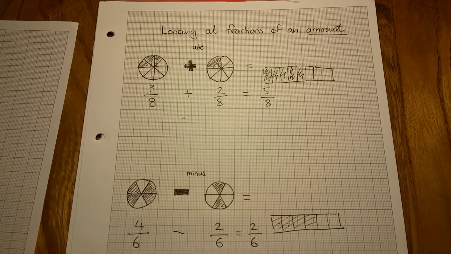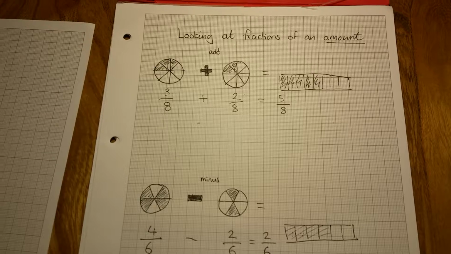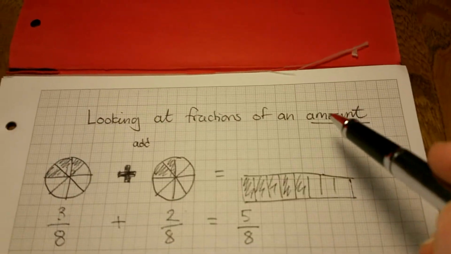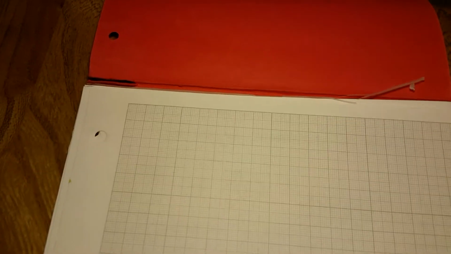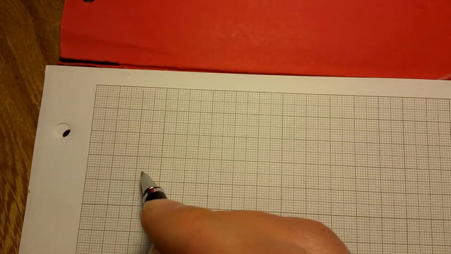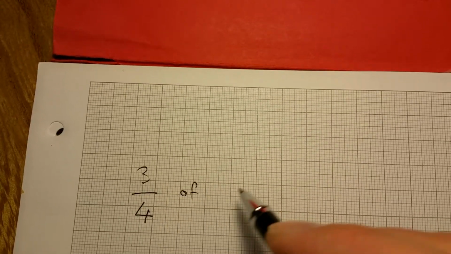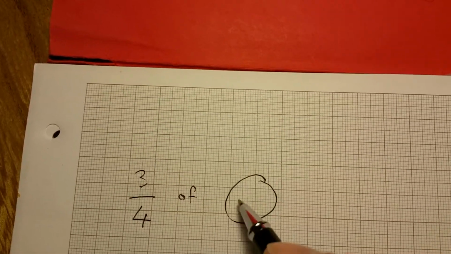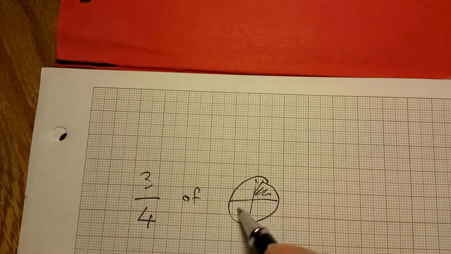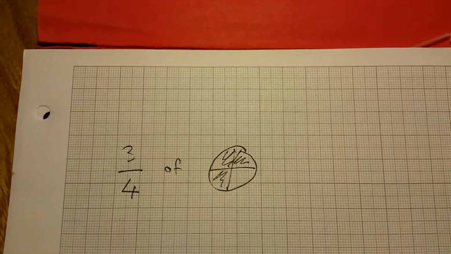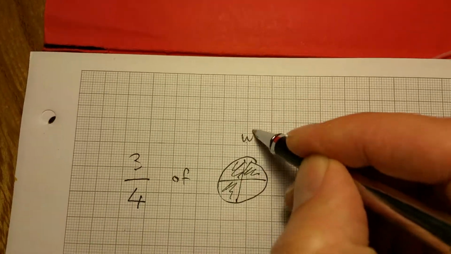If you are sure, then we can move on to something that's a bit more challenging, which is looking at fractions of an amount. We've just been looking at fractions of a whole. So we've been looking at 3/4 of a pizza. We can easily show that as a picture: split it into quarters, 4 parts, shade in 3, and that's a whole pizza.